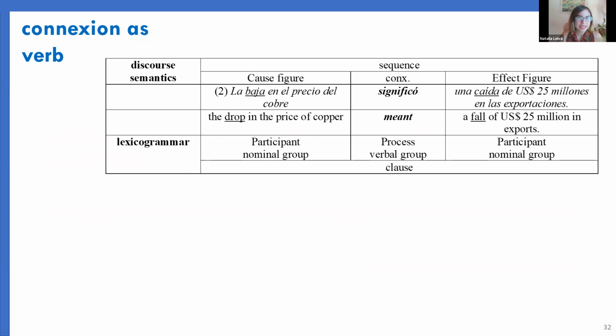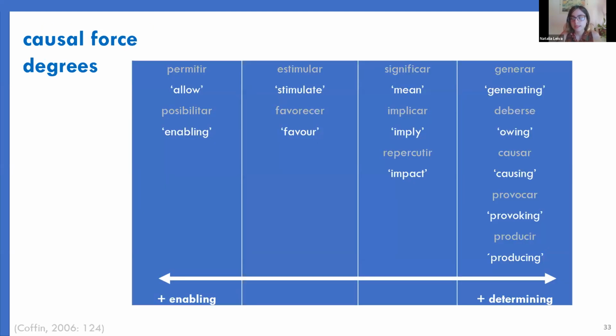Let's see it in more detail. Both occurrence figures are realized by nominal groups, and the connection is realized by a relational process, meant. The verbal realization of connection opens resources of the system of appraisal. It gives the writer the possibility to fine-tune causality through specific lexical choices. For example, the process allowed would realize a lower degree of causal force than meant, the one chosen in the example. This resonates with the distinction between enabling and determining relations developed by Coffin.